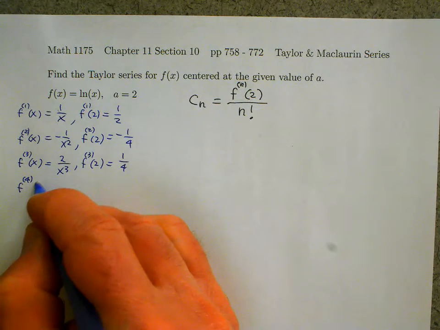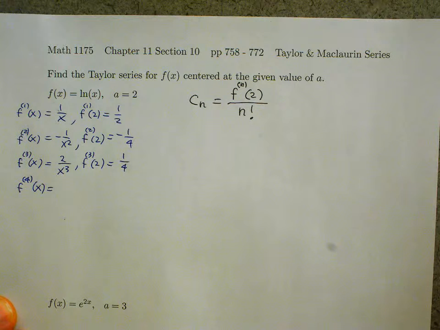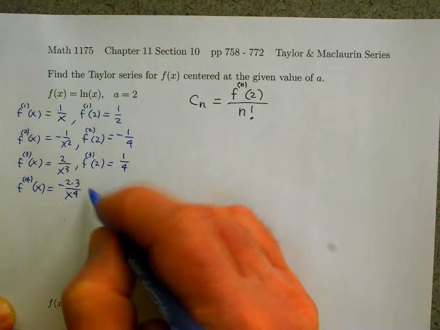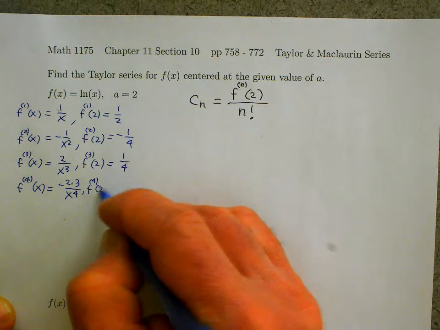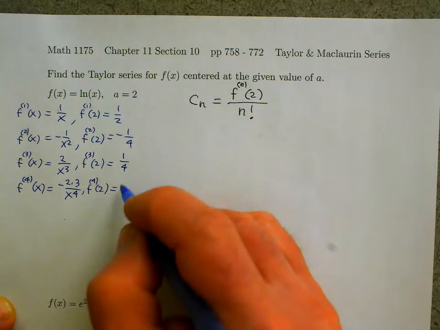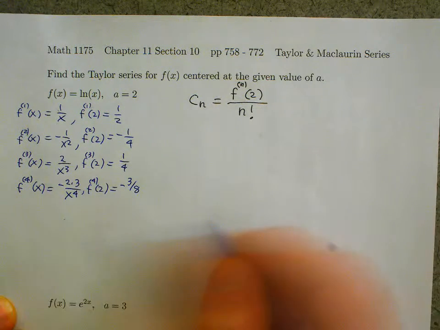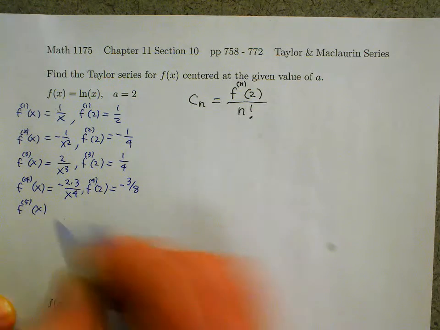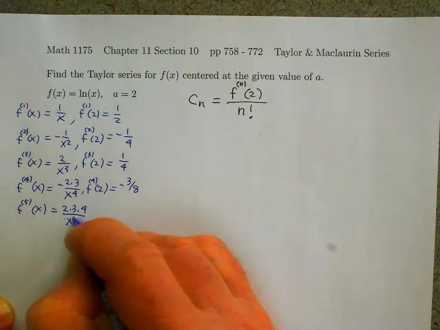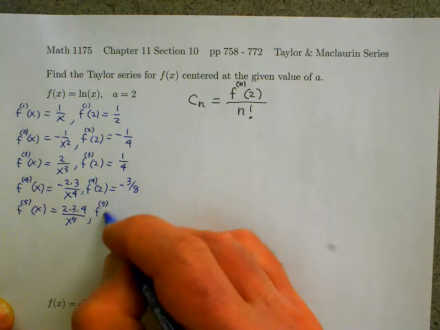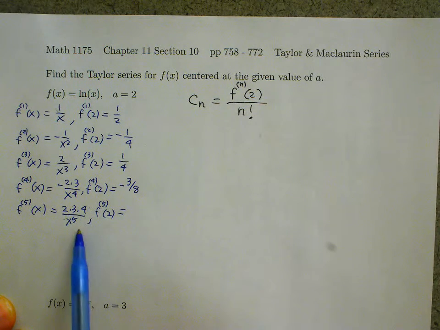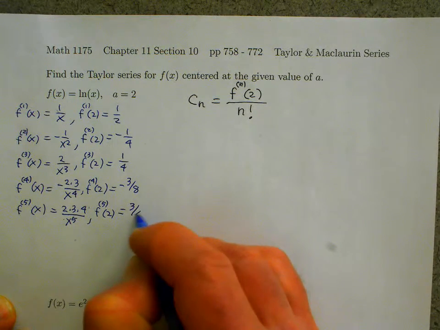Just a couple more. The fourth derivative is negative 2 times 3 over x to the fourth. Evaluate the fourth derivative at 2. So we get negative 3/8. That's what I got. Okay, one more. The fifth derivative will be positive 2 times 3 times 4 over x to the fifth. And then the fifth derivative evaluated at 2. So the denominator is 32, but we have 2 times 4 or 8. So this reduces to positive 3/4, I think.